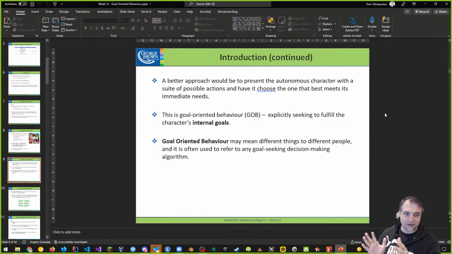Goal-oriented behavior is also called GOB. I'm not going to use GOB in my example, maybe only once. And it's really explicitly seeking to fulfill the character's internal goals, whatever they are, right? And goal-oriented behavior may mean a lot of different things to different people. Sometimes it's referred to as goal-seeking, decision-making algorithms, so kind of things that are combined together. So again, look at this decision-making part. We can have our algorithm use something like a decision tree in part of it, or a behavior tree, or even a state machine. The implementation details for the response to a stimulus, as an example, or things that it's sensing, in order for it to fulfill a goal, that is totally different.